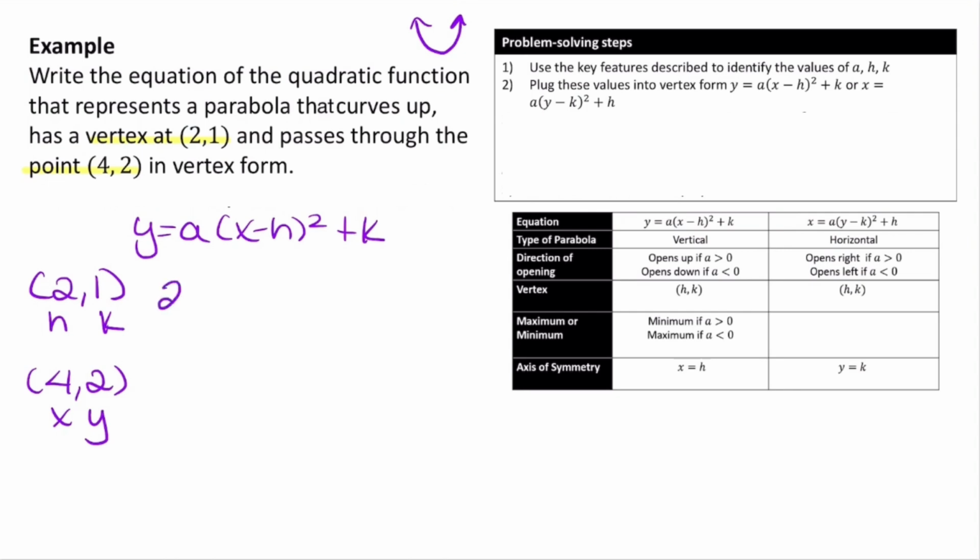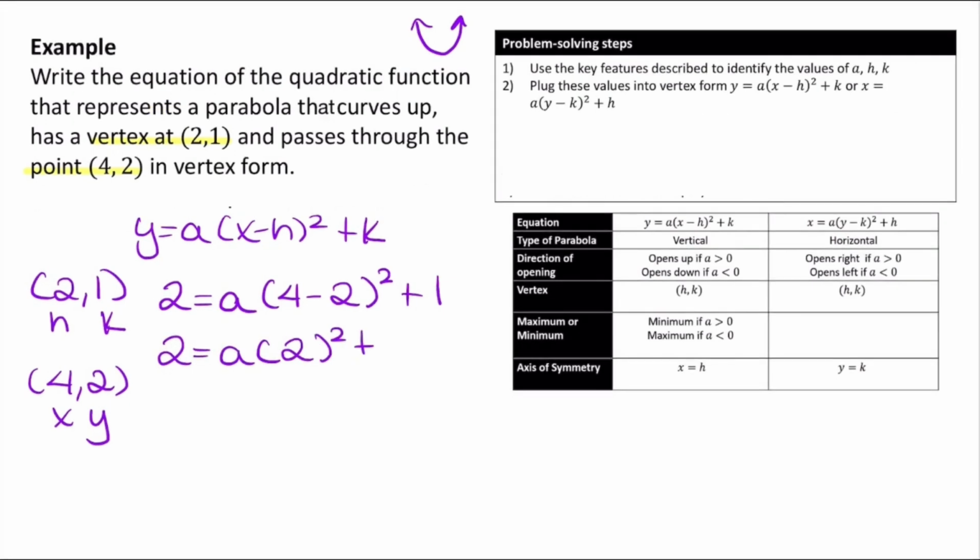So I have 2 equals a, which I don't have any information for, except I know a is going to be positive because it curves up. And then I have x, so I have 4 minus h, which is 2, squared, and then plus k, which is plus 1. So I have 2 equals a times 4 minus 2 is 2, so 2 squared, plus 1. So now I'm going to turn this into 2 equals a times 2 squared, which is 4a, plus 1. And then now I can solve for a by subtracting 1 from both sides.